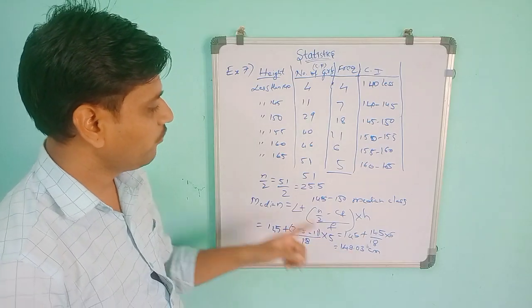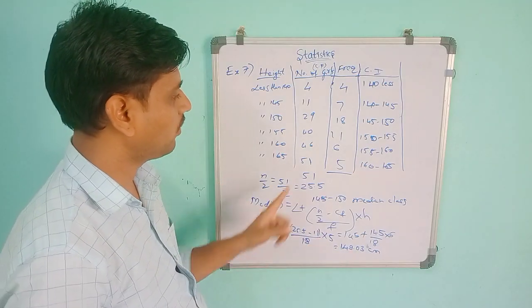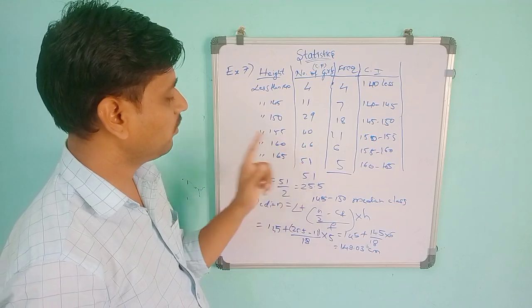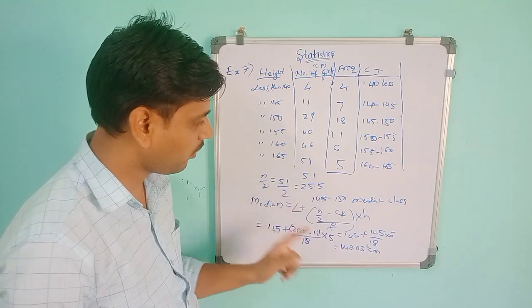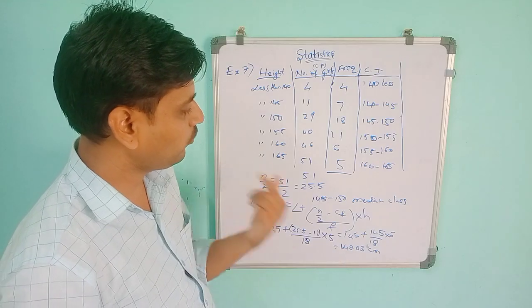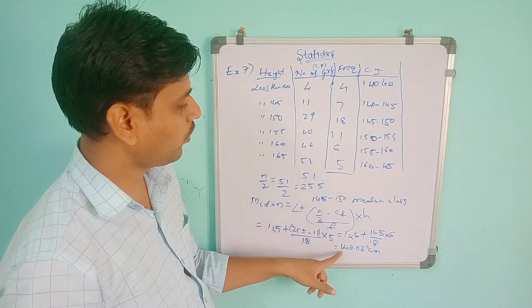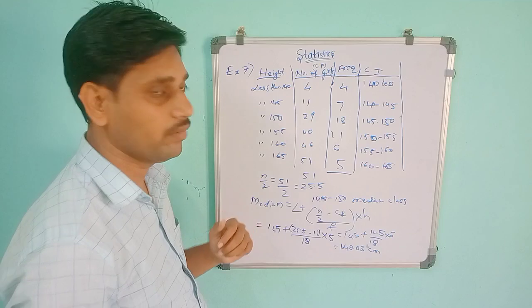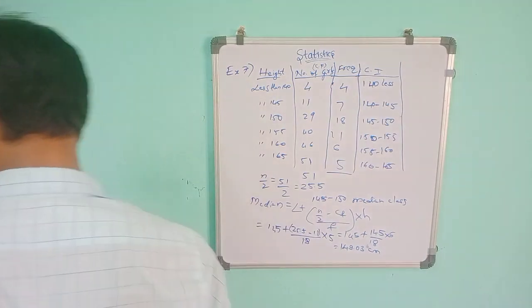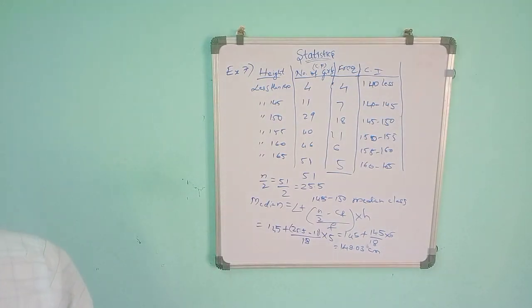It means that out of 51 students, 50% of students have a height more than 149.03, and 50% of students have a height less than 149.03. Then exercise problems.